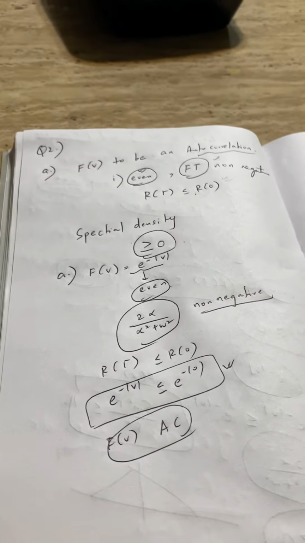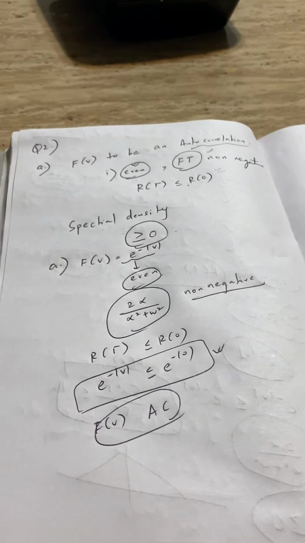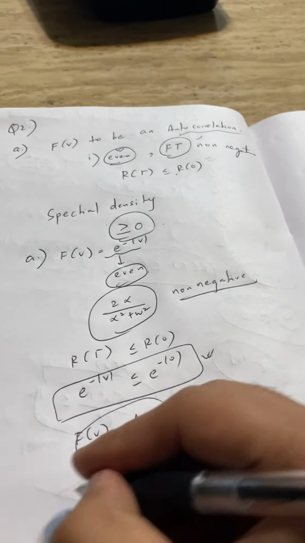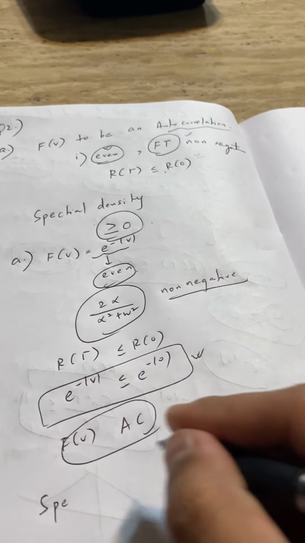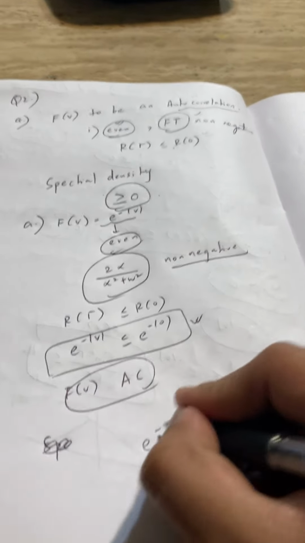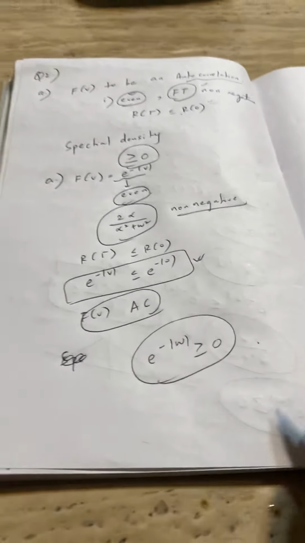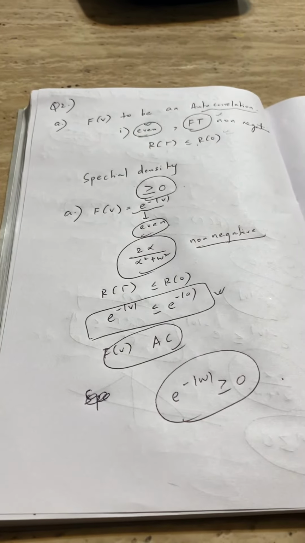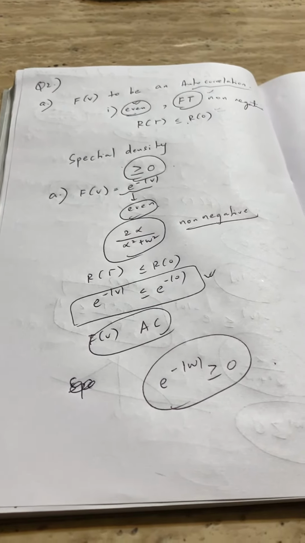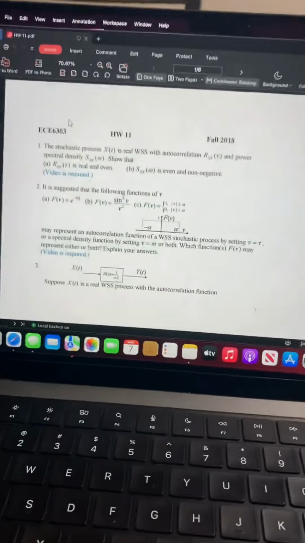So f of v can be an autocorrelation function in this case. It can also be a spectral density function, as e to the power of minus mod omega in this case is greater than or equal to 0. So in A, it can be both an autocorrelation function as well as a spectral density function. So let us look at part B.